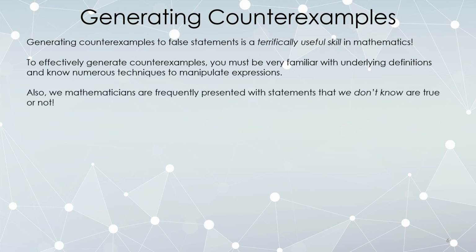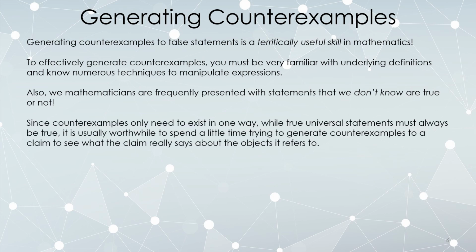Also, frequently in math, especially once you get to, say, the research stage, you have statements and you don't really know if they're true or not. Trying to show a statement is true or trying to show a statement is false are two different skills, and they're both necessary. Counterexamples only need to exist in one particular way. But if the universal statement is true, you have to prove it using very general techniques. So typically, if you don't know whether a statement is true or false, if it's false, it will be easier to show that than if it's true, where it will be harder to show. So spend some time trying to show it's false first, because if it's false, that'll be faster.